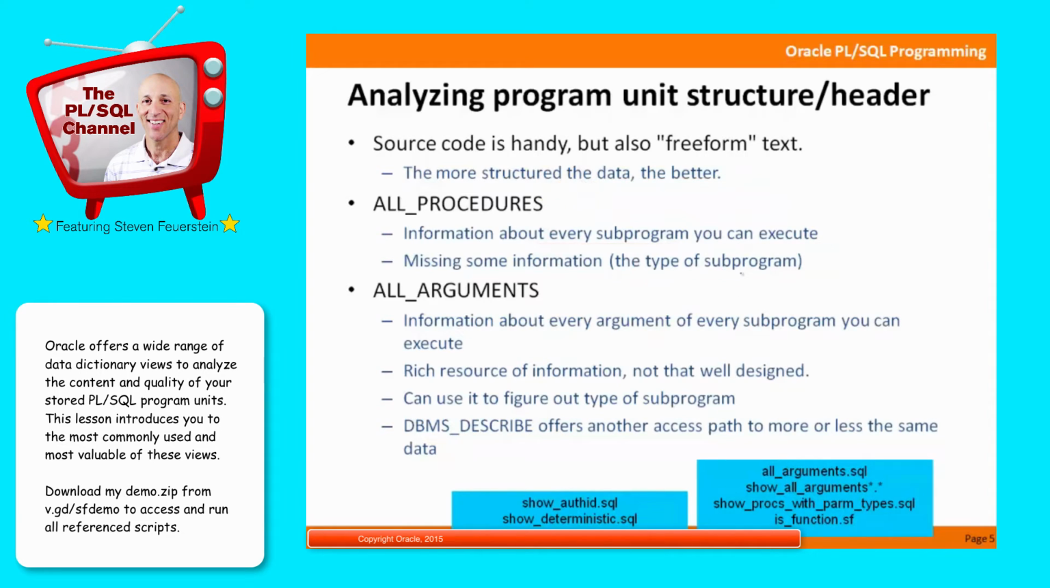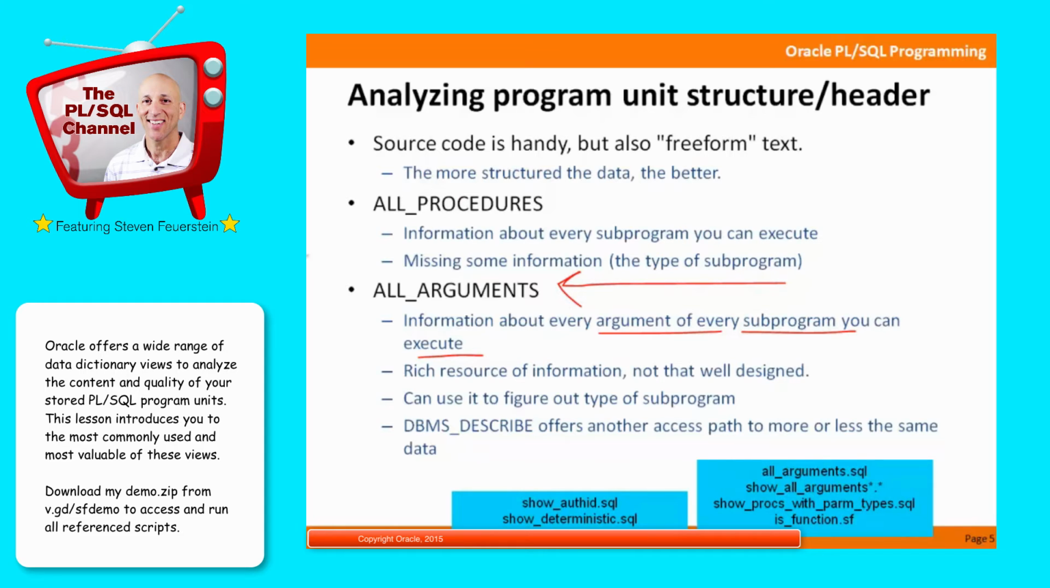And then there's ALL_ARGUMENTS. ALL_ARGUMENTS gives me information about every argument of every subprogram that I can execute. It's an incredible amount of rich information. Unfortunately, it's not that well designed. It's hard to figure out some of these special magic values, and it's a rather interesting view. I've spent a lot of time with it and have gotten a lot of frustration from doing so, but I can also get a lot of information out.